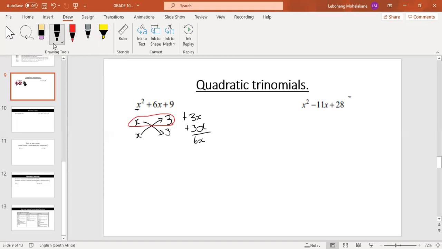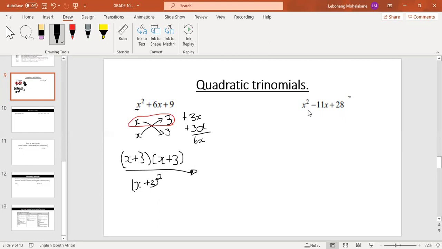So you're gonna have x plus 3, and then x plus 3. This is the same as x plus 3 all squared. Same thing, right? Final answer. Then we're gonna look at the second part.